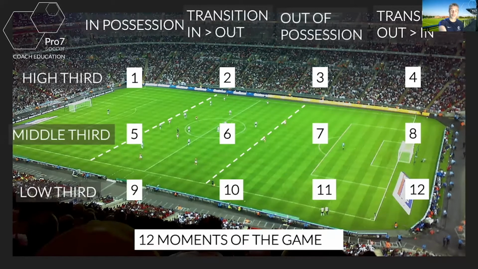From that third, our objective would be to score goals. If we're in moment 9, though, we're in possession, but we're in the low third. It's unrealistic to think that we're going to score a goal from there. So our objective changes. So whilst we're in the same phase of play, which is in possession, what we're trying to do changes. We're trying to get the ball closer to the middle third, to high third, so that we can score those goals. And the game model will need to consider each of these 12 moments of the game.